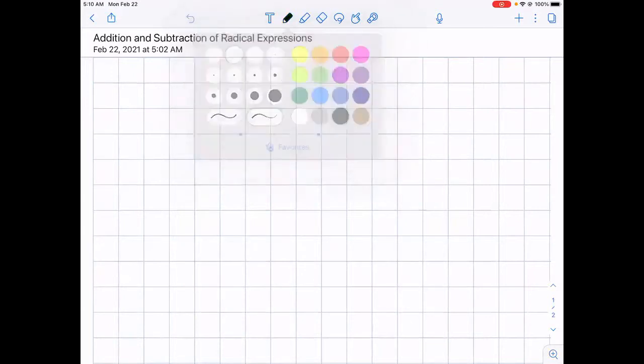Hello. In this video, we'll talk about addition and subtraction of radical expressions. Before we can add or subtract radical expressions, we must understand what we mean by what is called similar radicals. Okay? So, what are similar radicals?